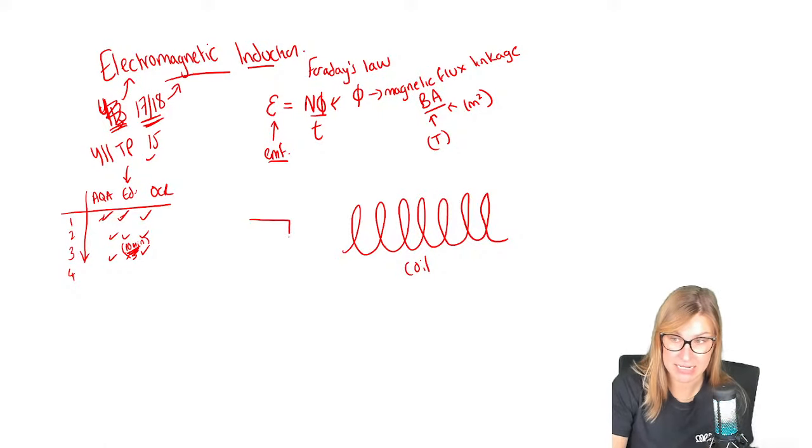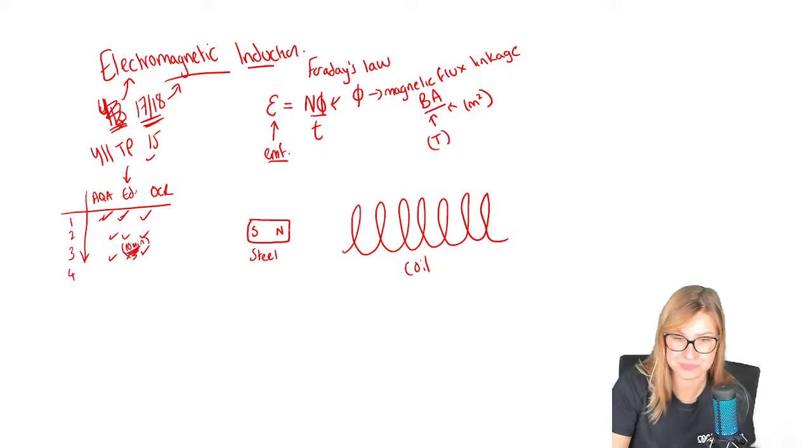And let's say I've got a magnet here, a permanent magnet. It might be made of something like steel. A permanent magnet has a north pole and a south pole. So when I push that north pole into the coil, doing work, I'm changing the number of field lines cutting the coil.